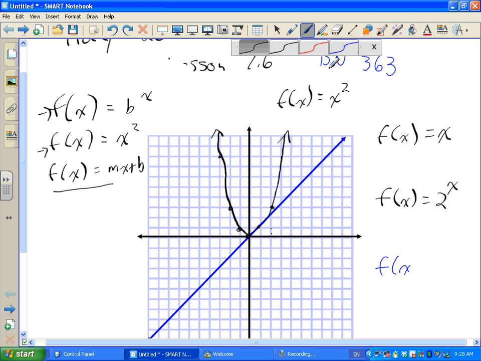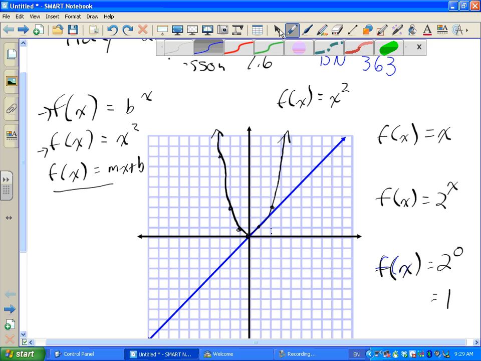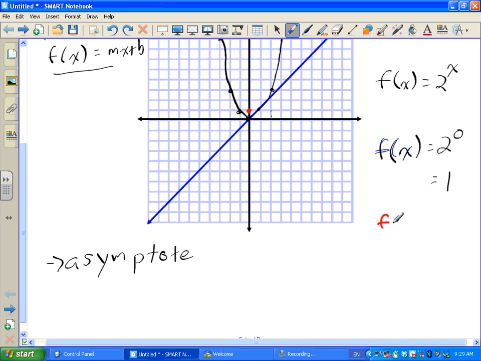oh, I'm writing the wrong thing. Two to the power of 0. So when x is 0, what is y equal to? 1. 2 to the power of 0 is 1. So when x is 0, I'll do this one in red actually. Our y is 1. What about f of x when x is 1, what is y equal to? 2. So we've gone from 1, now we're at 2.